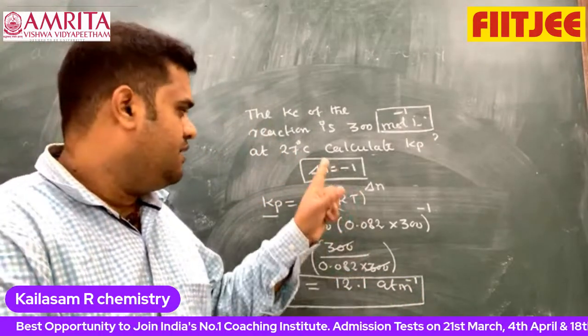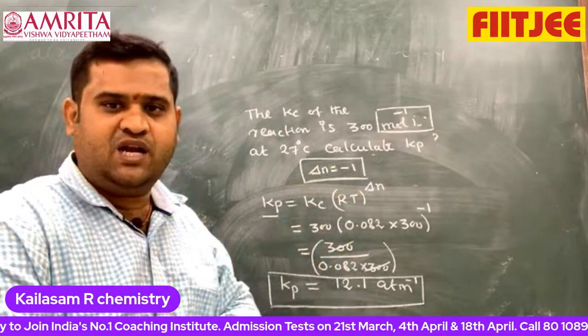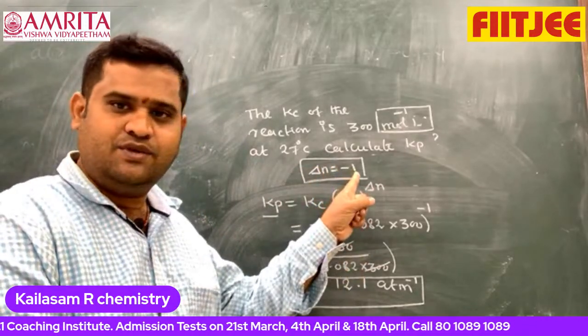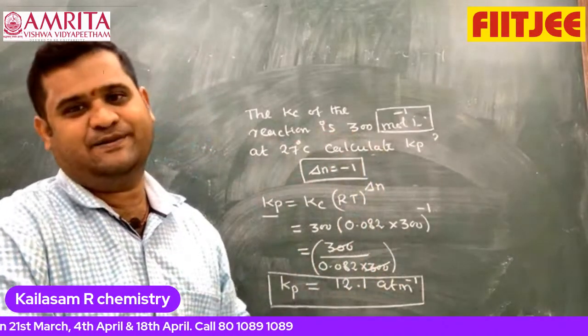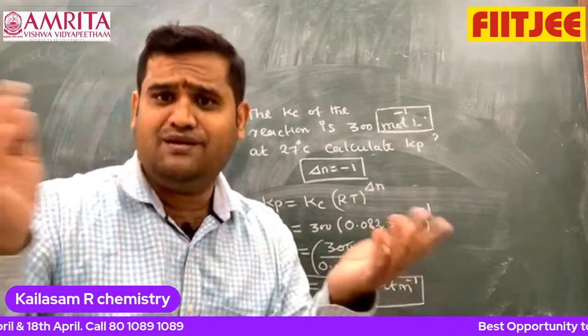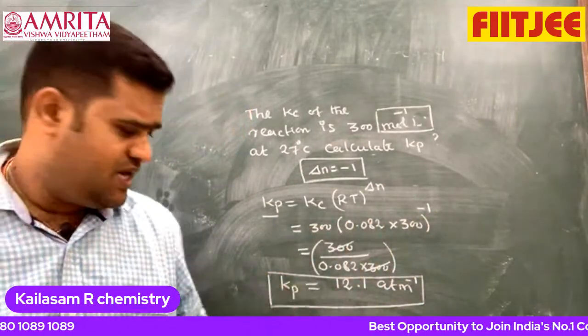Whether the answer is right or not, we can easily find out. Delta N is negative, therefore Kp is less than Kc. Therefore our answer is right. This is very simple, right or not? Very simple. Now, next one.